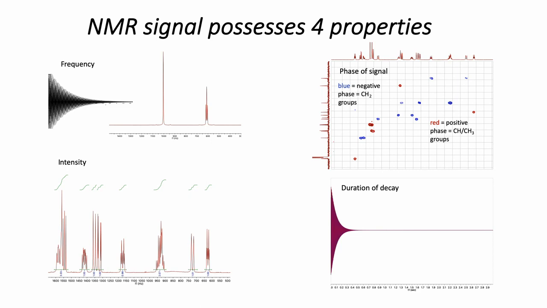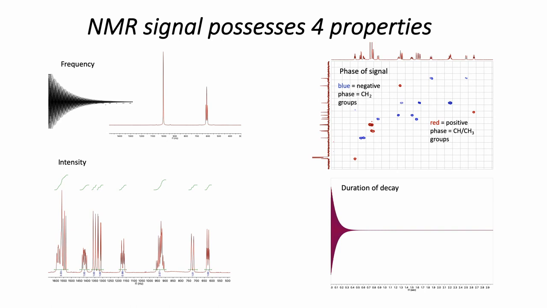So it possesses four properties, and only four properties that we make use of. Pictured right here is an actual NMR signal. It's what we call a free induction decay. It's just a damped sinusoid, and out of that you can get these four properties that you can make use of. The one that we usually make the most use of is the frequency. And I'll tell you how you can convert this to this in a few slides.